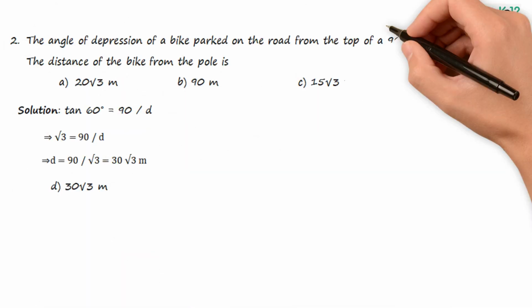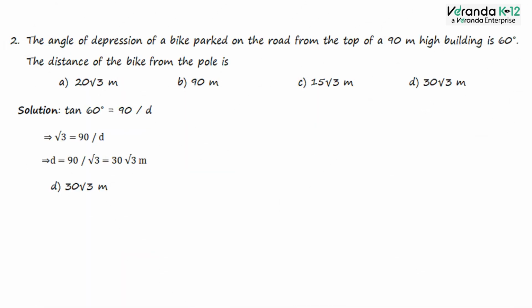Question number 2. The angle of depression of a bike parked on the road from the top of a 90-meter high building is 60 degree. The distance of the bike from the pole is. Options given are A 20 root 3 meter, B 90 meter, C 15 root 3 meter and D 30 root 3 meter. Solution. Here tan 60 degree is equal to 90 by D. Upon solving we will get D is equal to 30 root 3 meter. So the right option is D 30 root 3 meter.